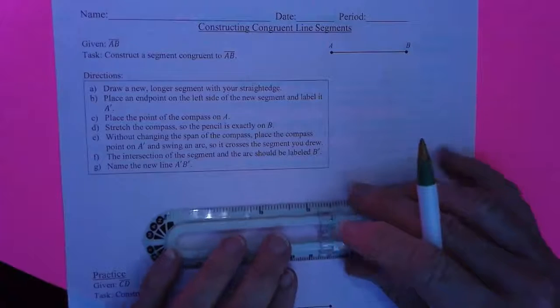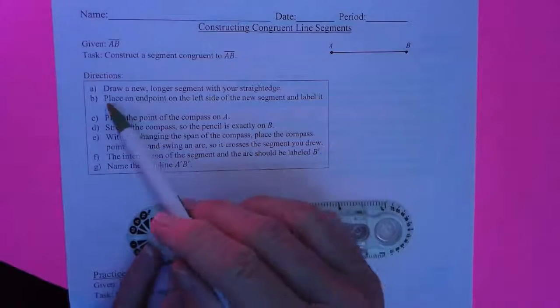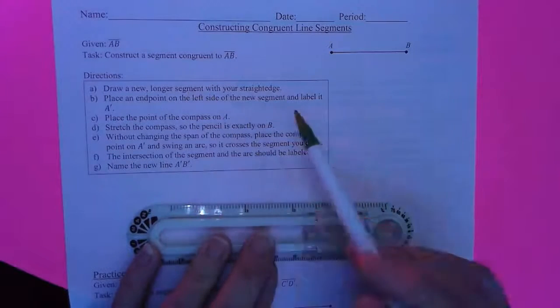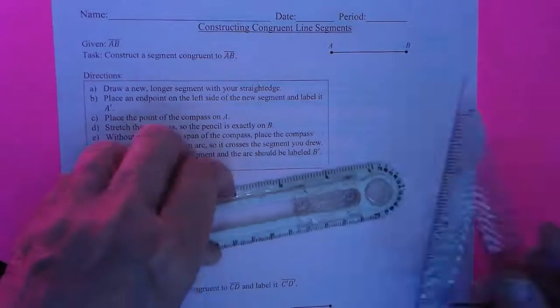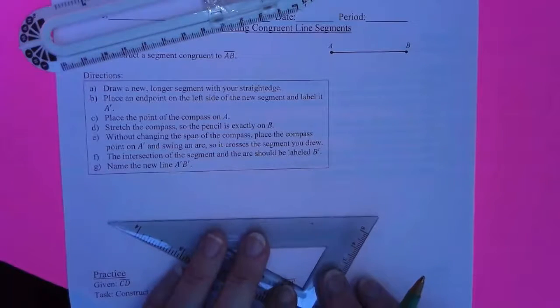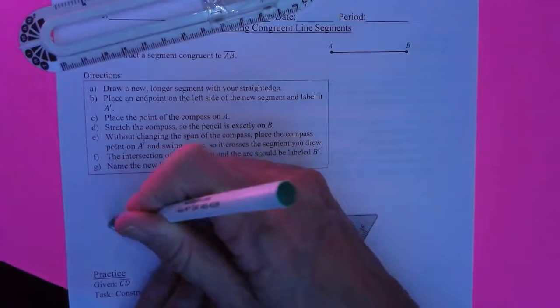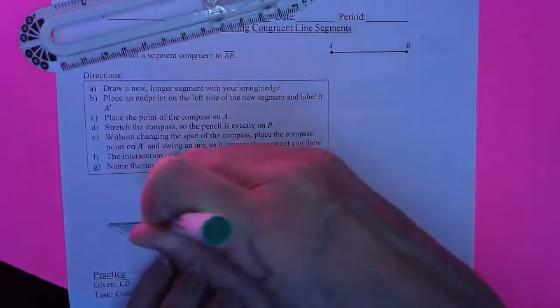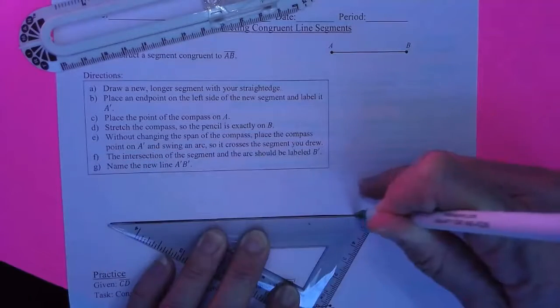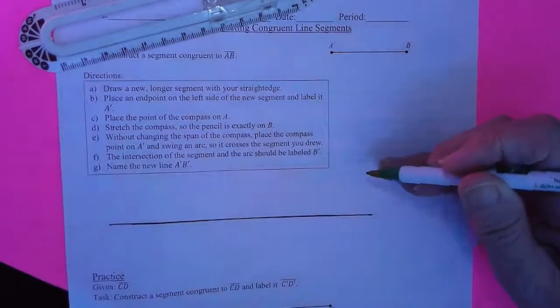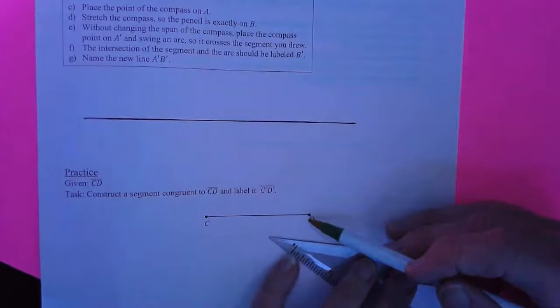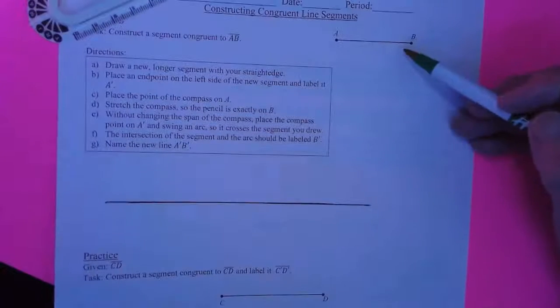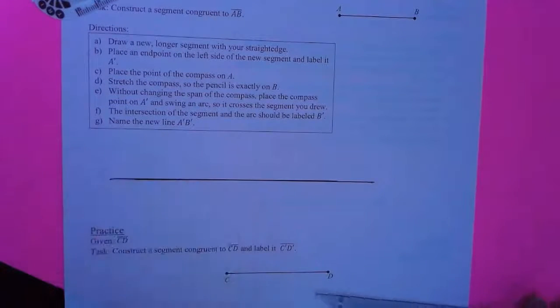So first step is draw a new longer segment with your straight edge. I literally could use right here with no marks. Extra long, because I know I'm going to want to add the line below also, so I'm just trying to use a straight edge to get something longer than what I know this CD and AB side by side would be. I think I've accomplished that by making it darker so it'll videotape.